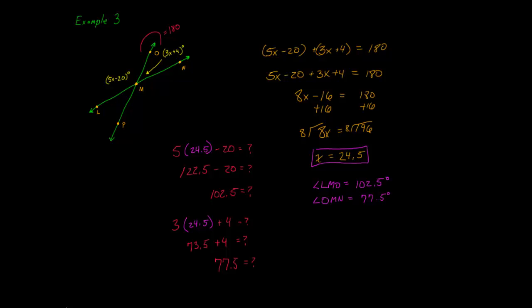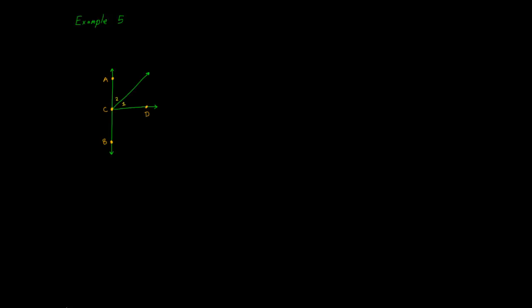Alright, let's move lastly to our example 5 real quickly, and let's look at what it tells us instructions wise. It says that we have a ray CD. A ray right here, CD, is perpendicular. That's what that symbol means, to line AB. If something is perpendicular, then we can go in here and we can say this is going to give us 90 degrees.